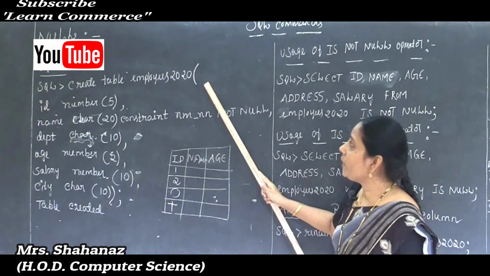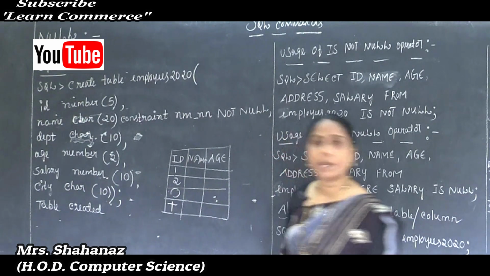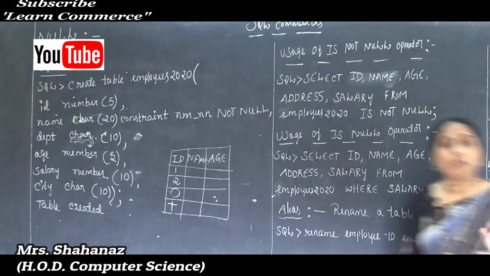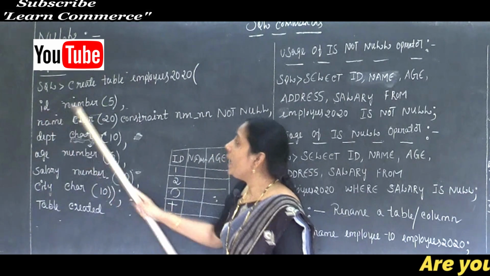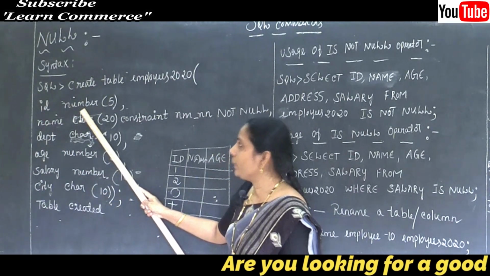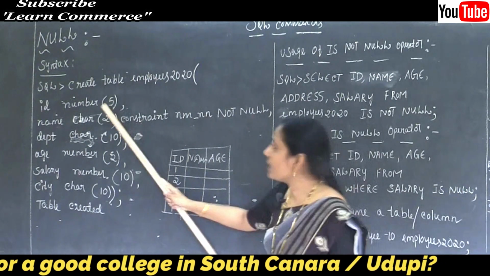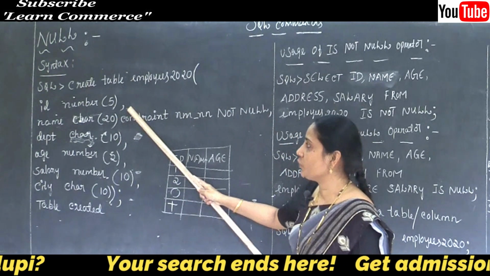Then opening the parenthesis, and after opening the parenthesis I am using some of the columns with their data type. So the first column name is ID, and the data type is number, and the size of the column or the field is 5. Then we need to use the comma.